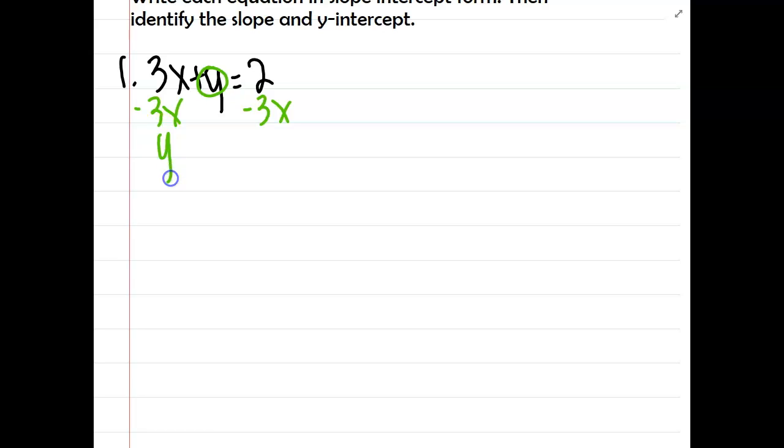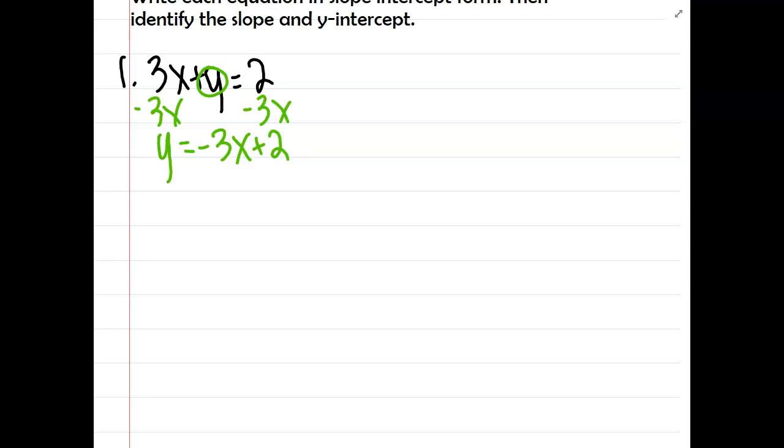So over here on the left, I get y equals. Now on the right, remember, I like to put the x first. It is a negative 3x, and the 2 is the plus 2. Once your equation's in y equals, that's the first part, okay?